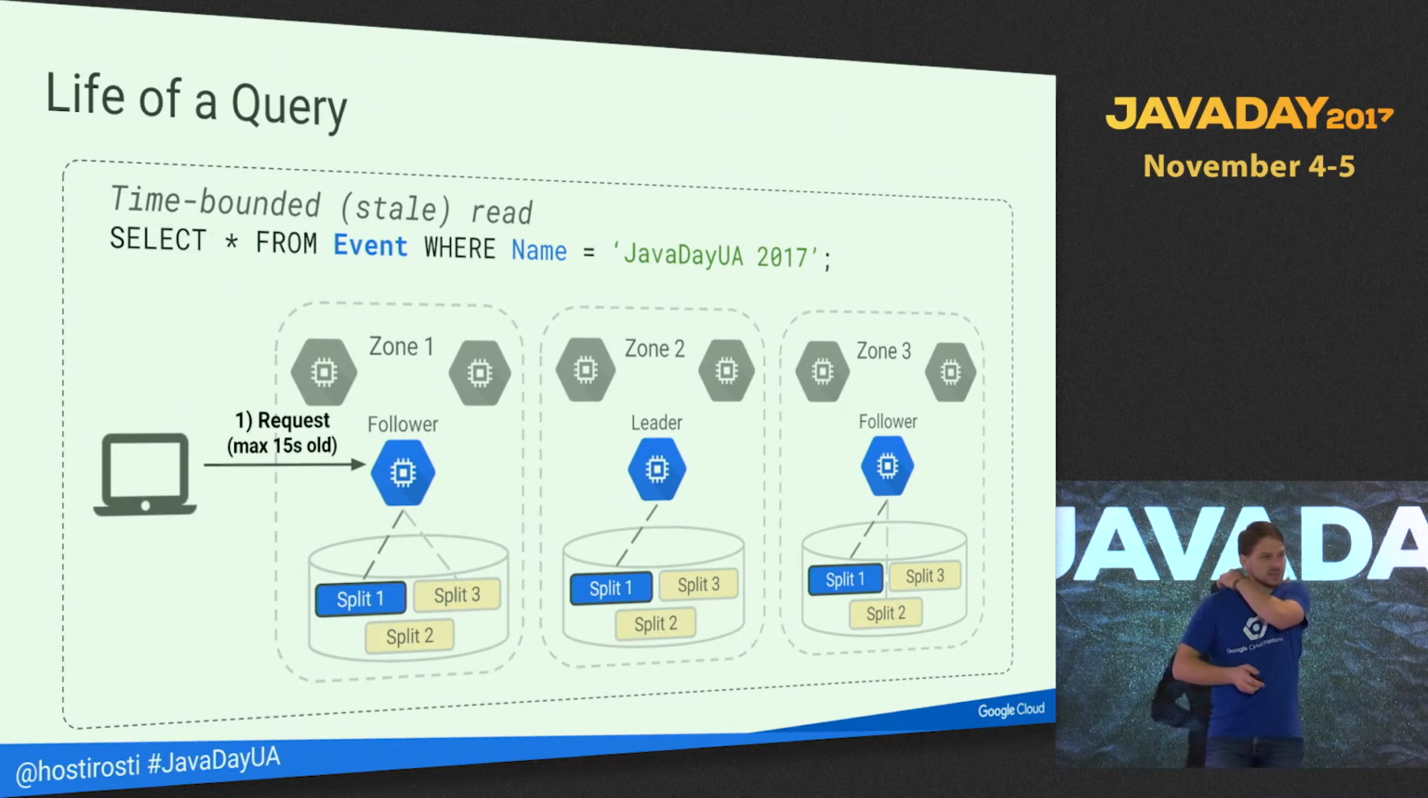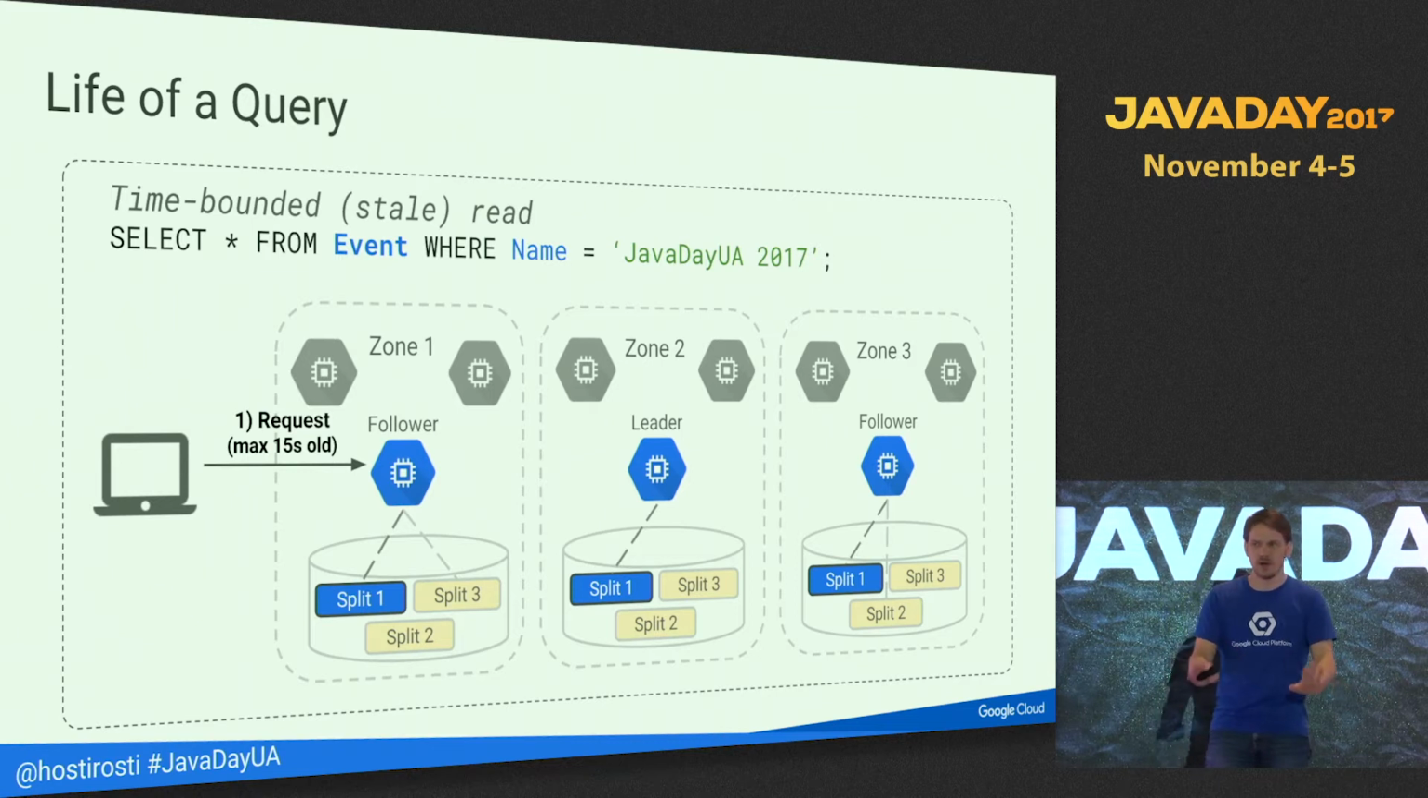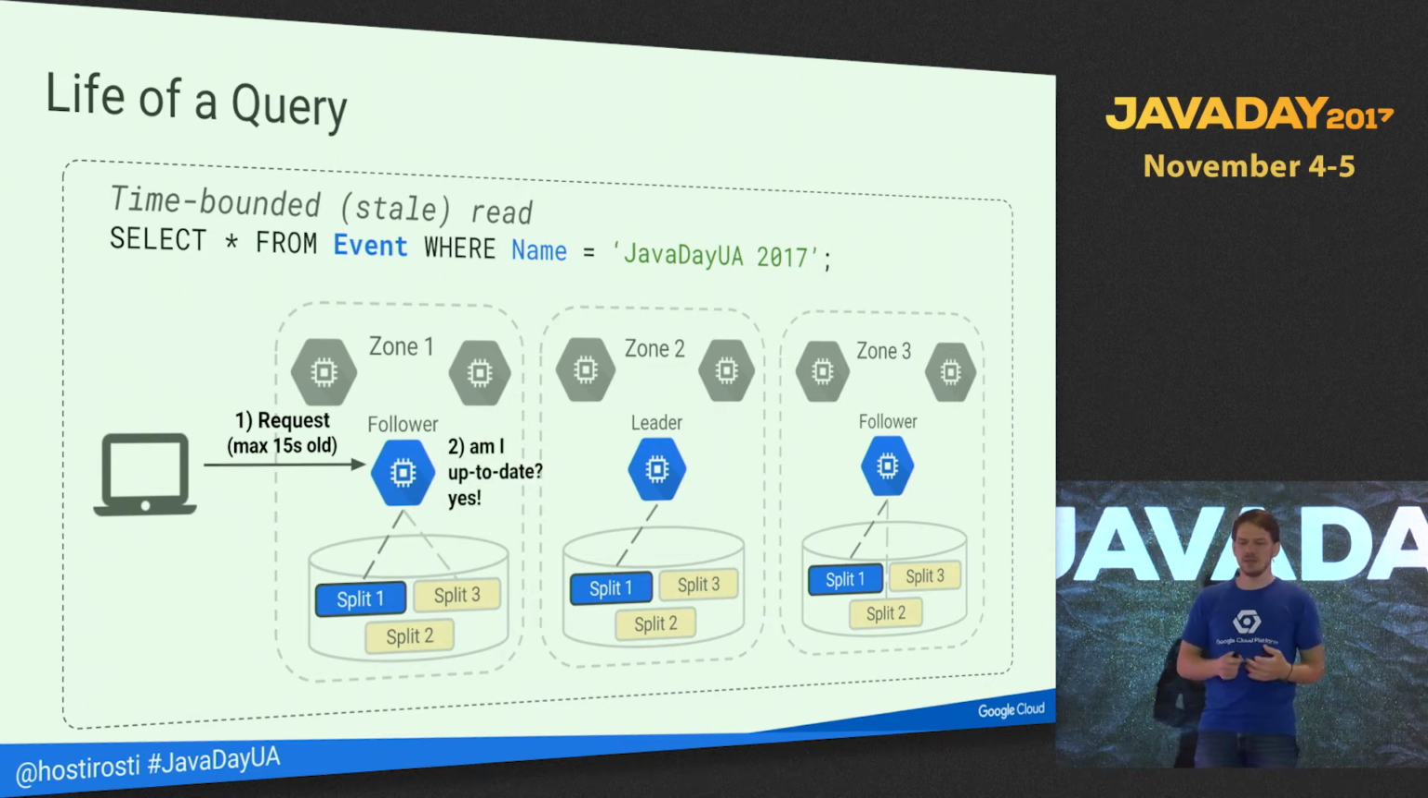So here in this case, I'm sending a request and I say, okay, I'm fine if the data is 15 seconds old. It's all right, you can serve me the data which is up to 15 seconds old. And the follower checks what's the latest timestamp of the data, sees that it has data which qualifies for that statement, and can serve the data right away.